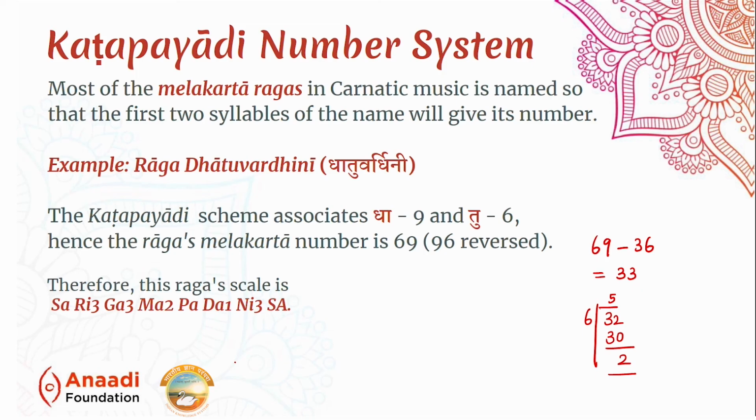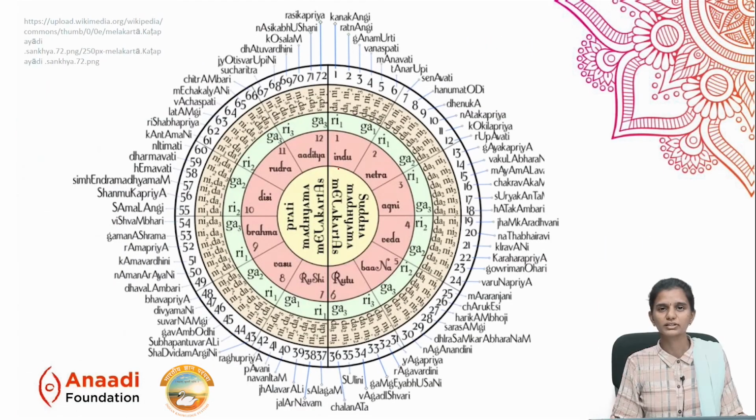Isn't this brilliant? Just by knowing the name of the raga, you can tell the raga scale. This image captures all the combinations of the 72 Melakarta ragas. If we apply the Katapayadi number system, we will be able to deduce the scale for most of the ragas present here.